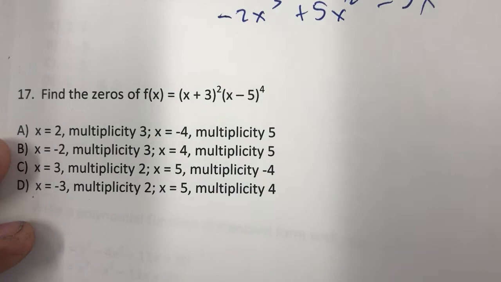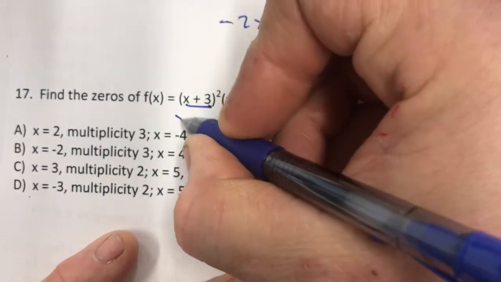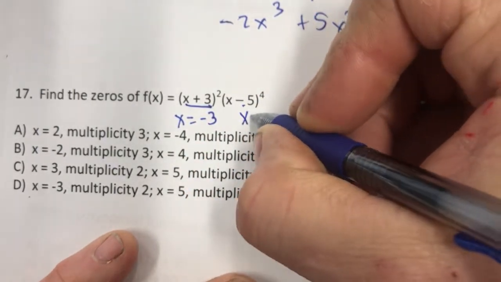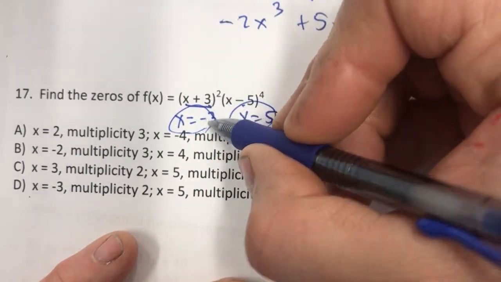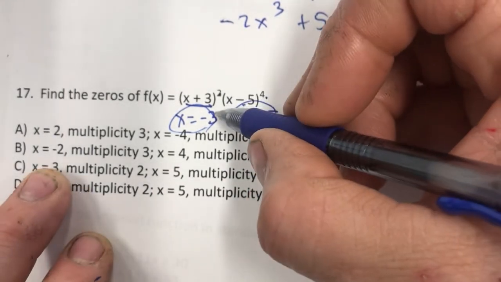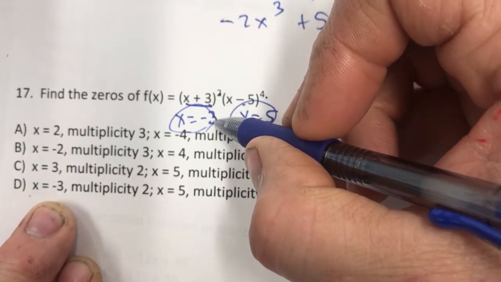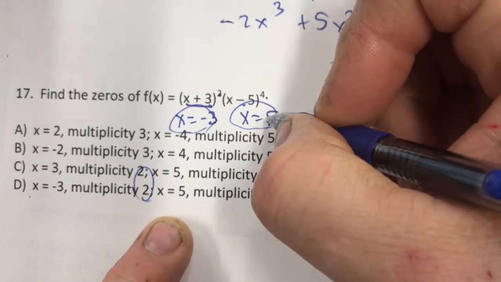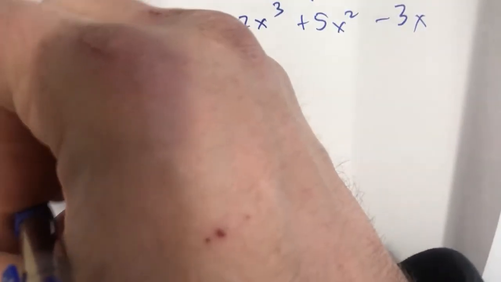Number 17. Find the zeros of this. All right, look here. Since that's my factor, x equals negative 3 is my zero. Since that's my factor, x equals positive 5 is my zero. So there's my zeros. But this one's to the second power, and this one's to the fourth power. So negative 3, multiplicity of 2. So both of these are right. And this would be a positive 5, multiplicity of 4. So it looks like D.